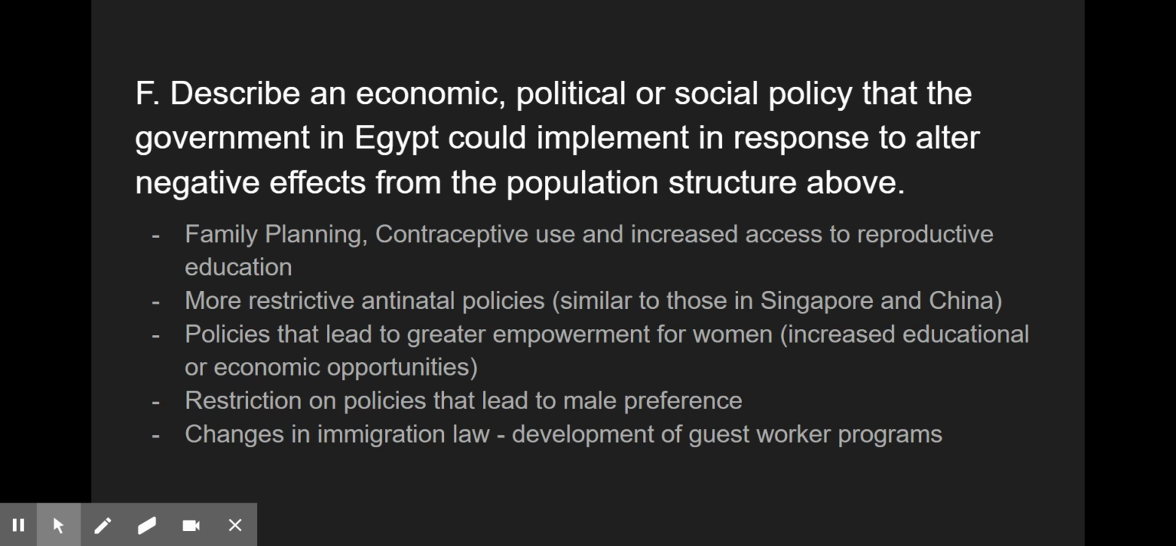You could have also said the introduction of more restrictive antenatal policies. People mentioned things like the one-child policy or the policies in Singapore, which is an answer to this, right? Which makes sense. Restrictions on policies that lead to male preference. So that is one or two people said answers like that. And then the last one, I don't think a whole lot of people said, but changes in immigration law and the development of guest worker programs to permit more of a flow of outside workers.